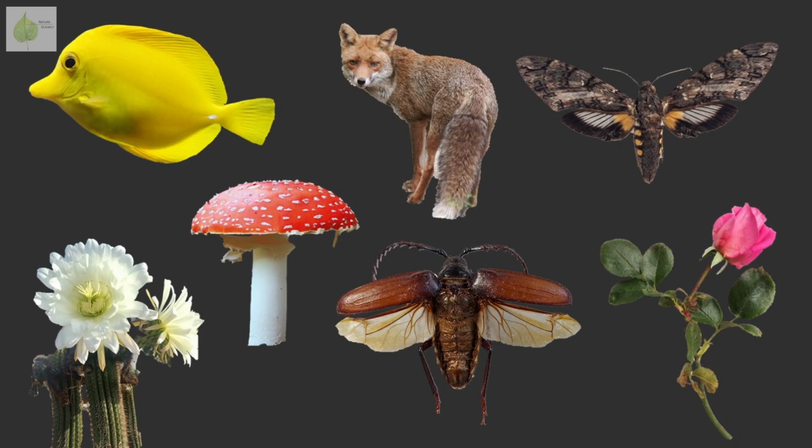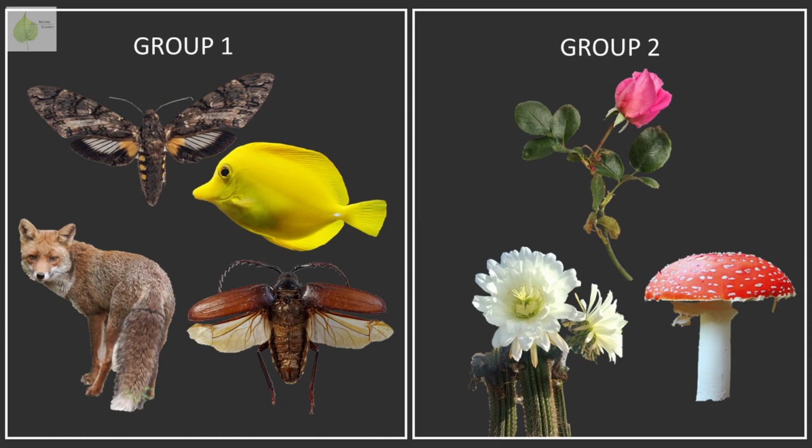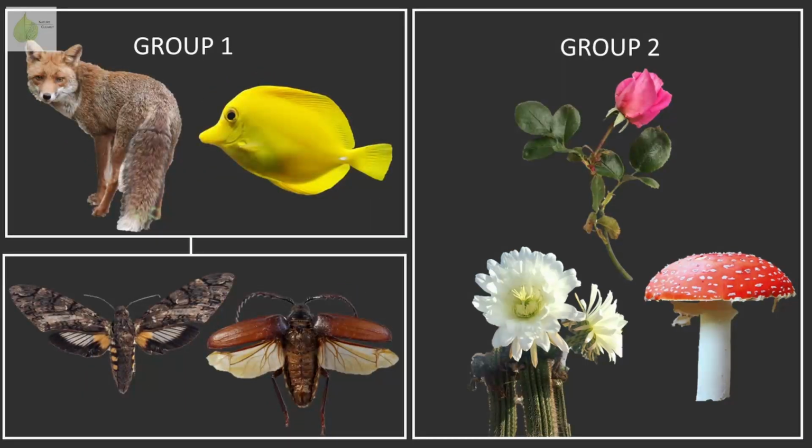Here, look at these organisms. Without necessarily knowing exactly what they are, we can look at them and group them just by their appearance. Maybe we can divide them into two groups: those that have eyes and mouth parts and those that don't. Then, if we look at the first group, we see that some organisms look more similar to each other than the others, such as these two that both have wings.